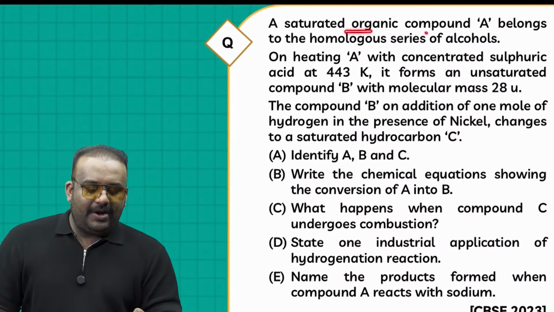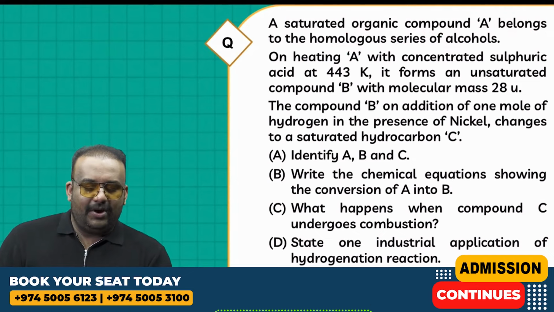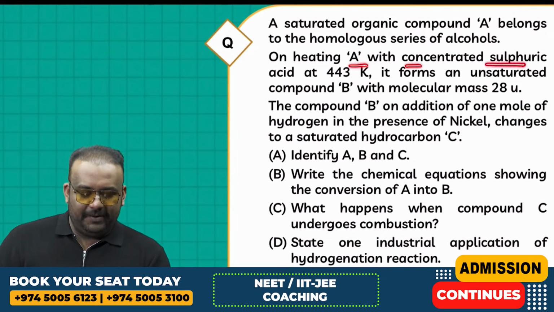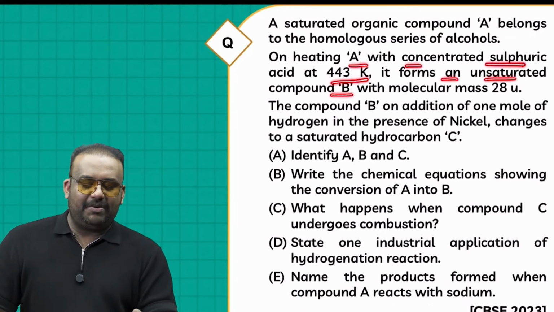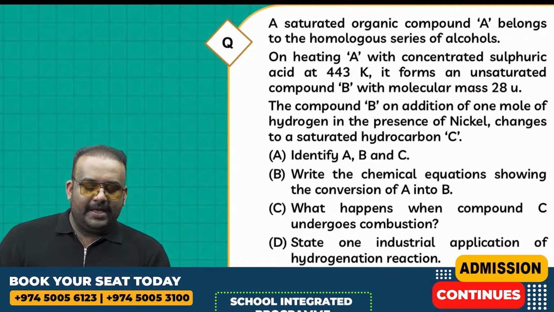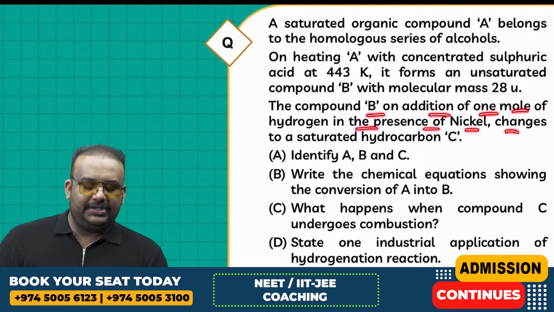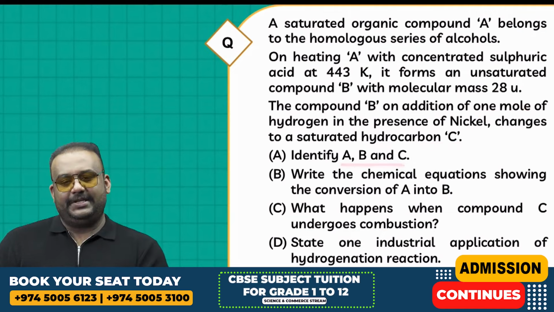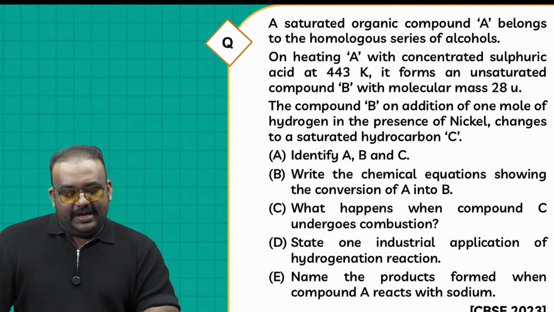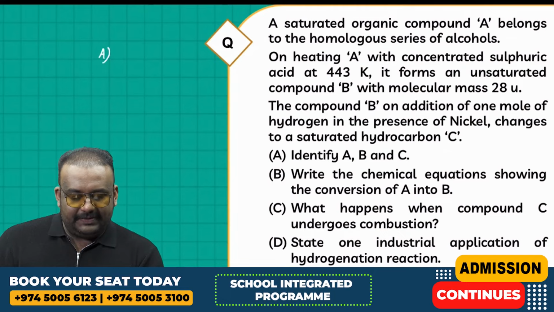A saturated organic compound A belongs to the homologous series of alcohols. On heating A with concentrated sulfuric acid at 443 Kelvin, it forms an unsaturated compound B with a molecular mass 28 unit. The compound B on addition of 1 mole of hydrogen in the presence of nickel changes to a saturated hydrocarbon C. Identify A, B, C. See, it's a very important question and at the same time a very easy one as well.